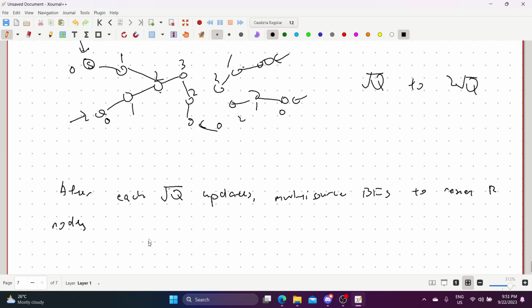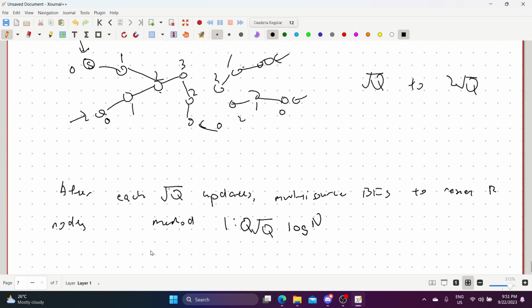So this means that method 1 will only have at most square root q rate nodes. So this is q square root q times log n.